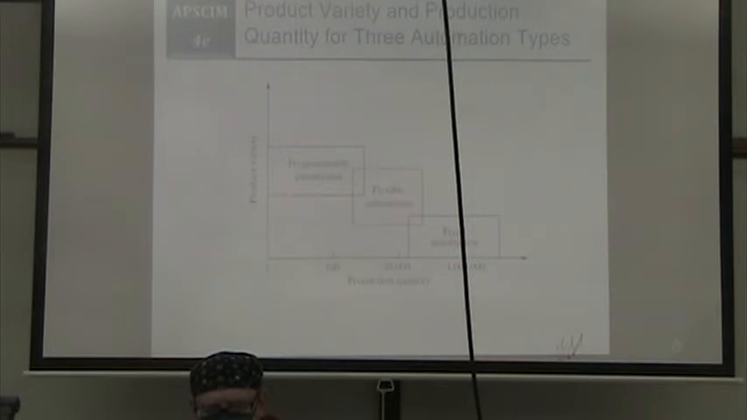You can see here what they think is going to be typical production type numbers available with each of these. Right, so the product variety, the flexible automation, and the fixed automation.